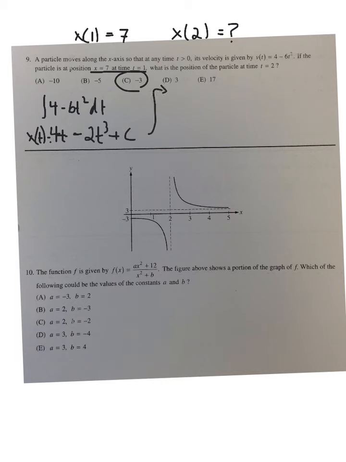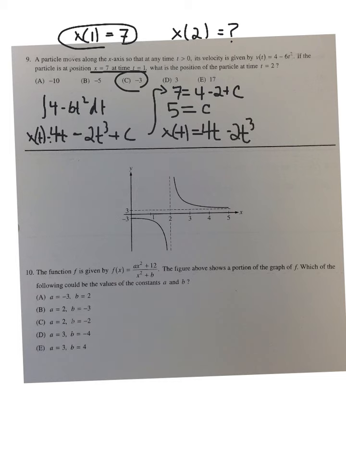Okay, now they gave me this value up here, so I'm going to throw that in there so that I can solve for my c. So I'm going to write 7 equals, and I'm going to plug in 1 for every t value, right? So I'm going to have a 1 here, which is going to make this 4, a 1 here, which is going to make that 2. Okay, so it's really 4 minus 2 plus c. So that's going to be 2, and when I bring that over, that will give me 5 as your c. So your final position equation is going to be 4t minus 2t cubed plus 5.